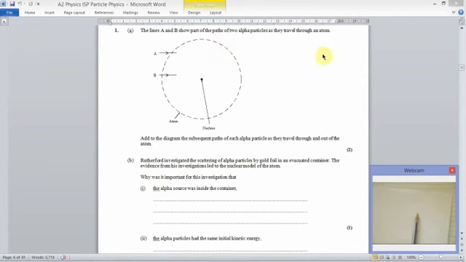So path A is pretty much a straight line, and B is going to have more deflection than A, so it's got a curved path as soon as it starts getting close to the nucleus. Remember, it follows the inverse square law of Coulomb's law.